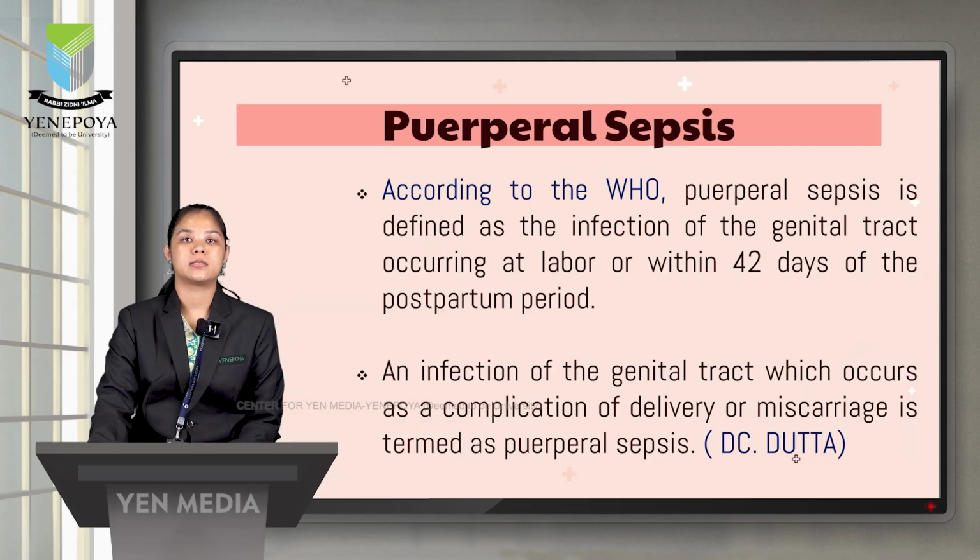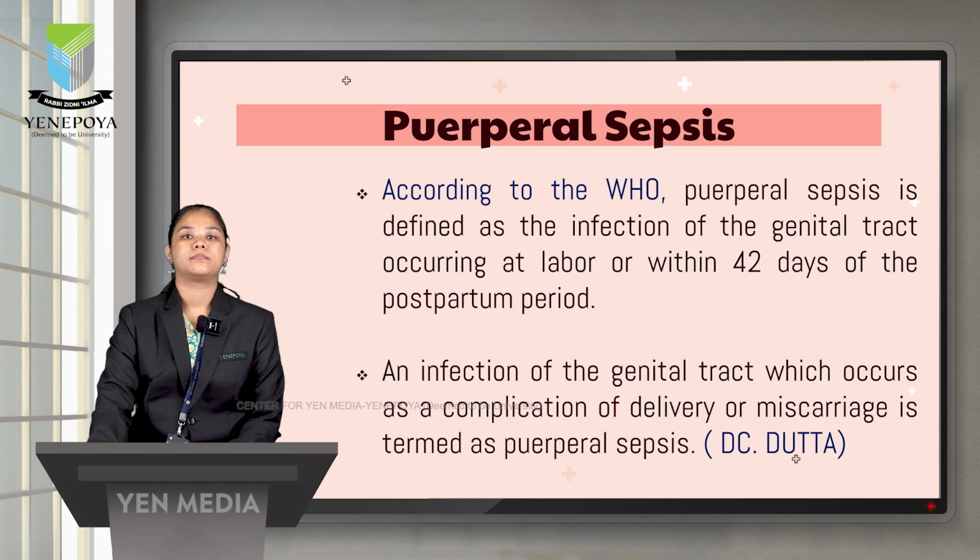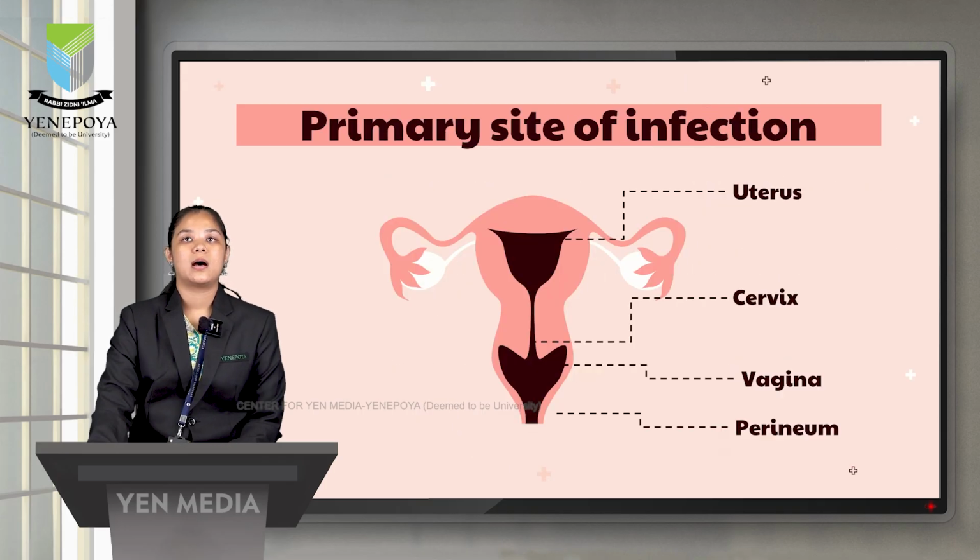Definition of puerperal sepsis. According to WHO, puerperal sepsis is defined as infection of the genital tract occurring at labor or within 42 days of the postpartum period. Another definition given in the DC Dutta textbook: an infection of the genital tract which occurs as a complication of delivery or miscarriage is also termed as puerperal sepsis. So these are the primary sites of infection, which include the uterus, cervix, vagina and the perineum.